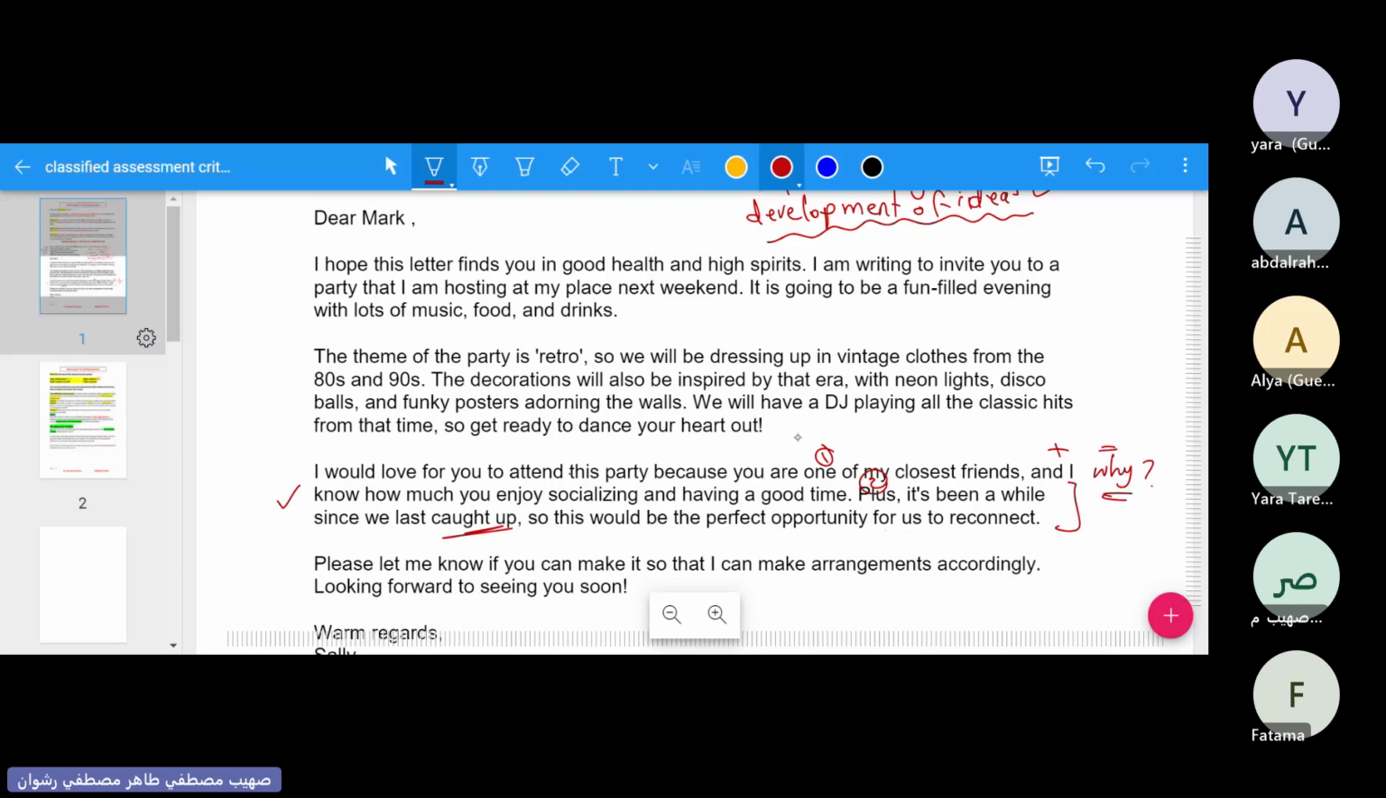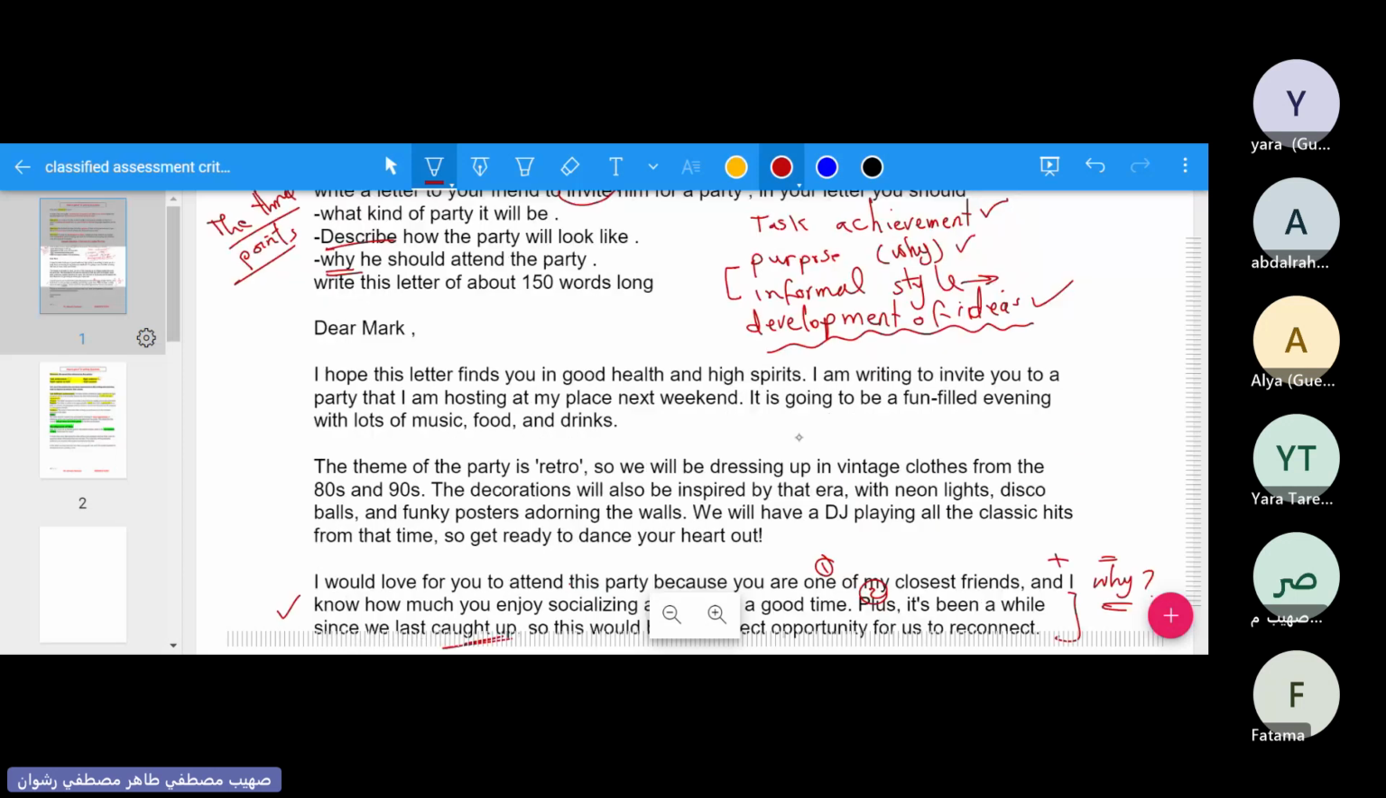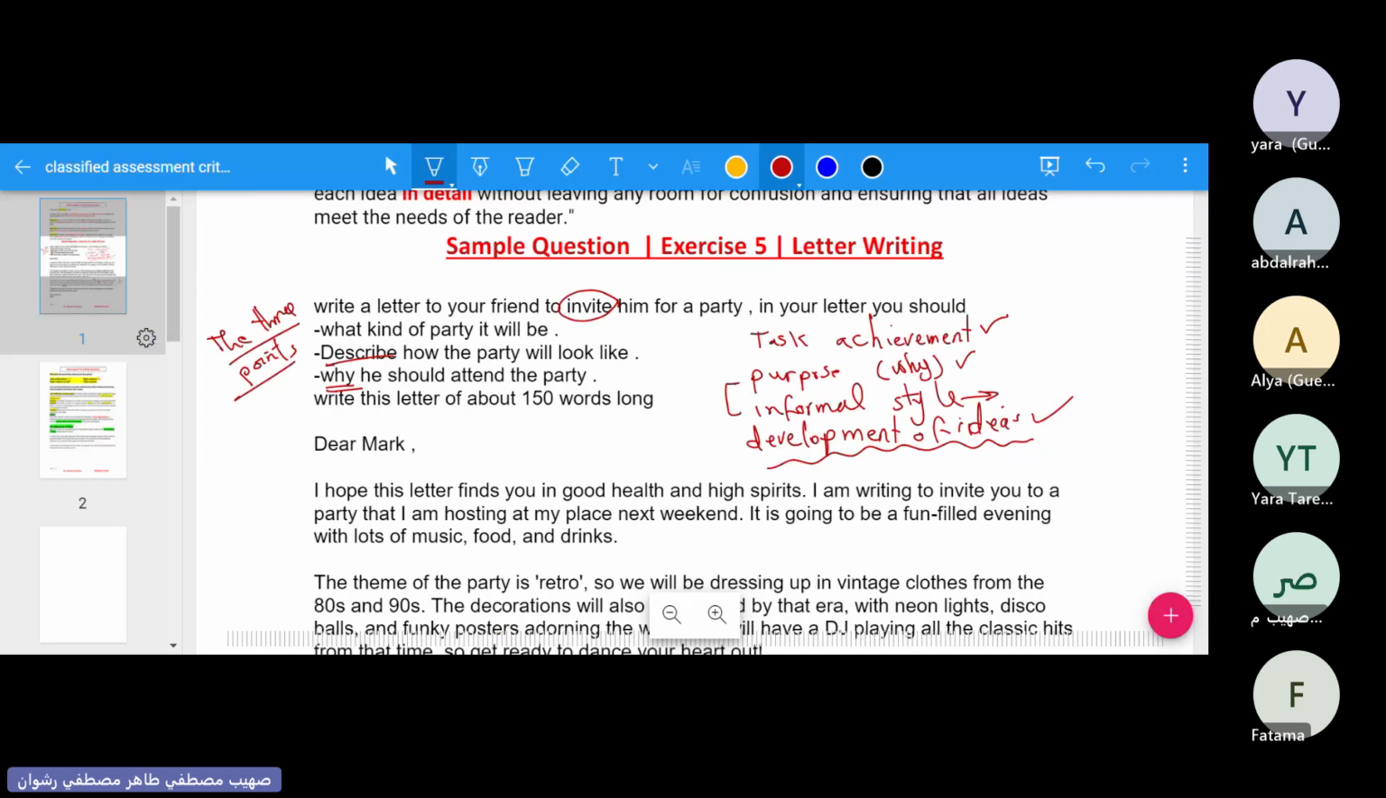Ideas are clear. Okay. It means this student achieved the points of what? Of content. So he will receive the maximum marks for content in terms of task achievement, purpose, informal style, and development of ideas. Any question about this part? No, sir. Okay, so the 4 points are clear, inshallah.